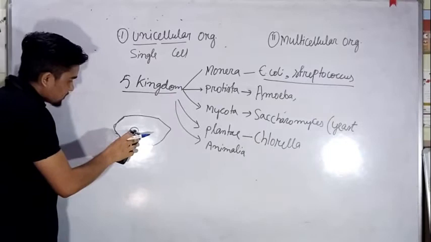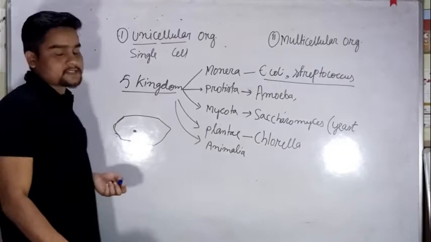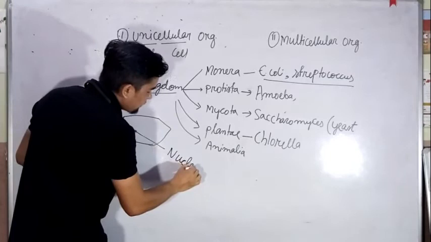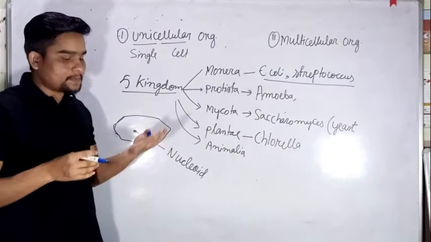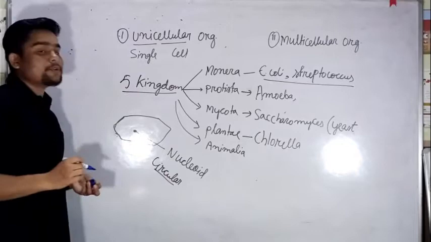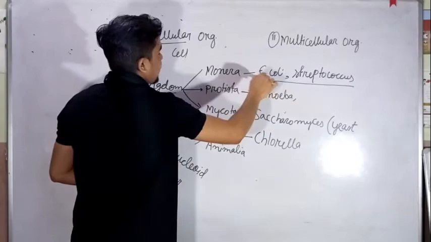Well defined nucleus in higher organisms. But in bacteria, we call it the nucleoid, okay. The DNA is circular, lying in the cytoplasm, without a nucleus. Mostly unicellular, like bacteria.